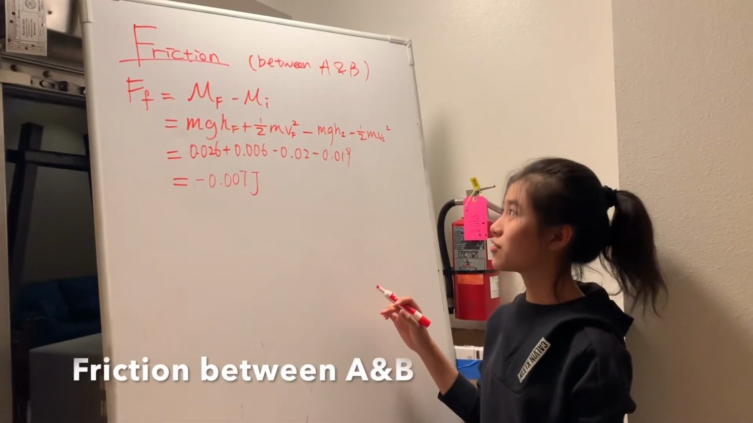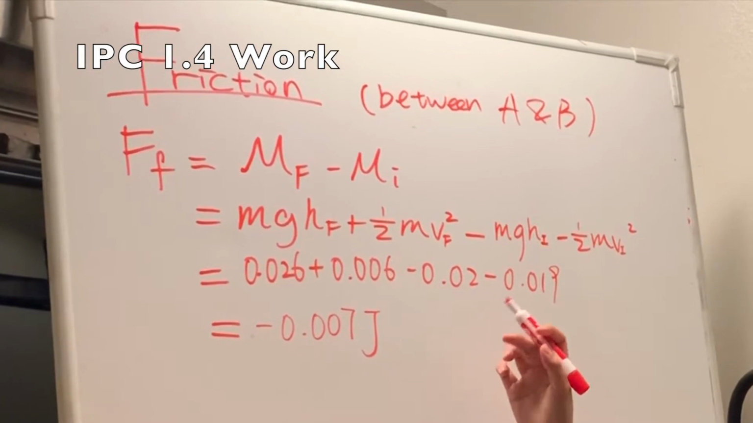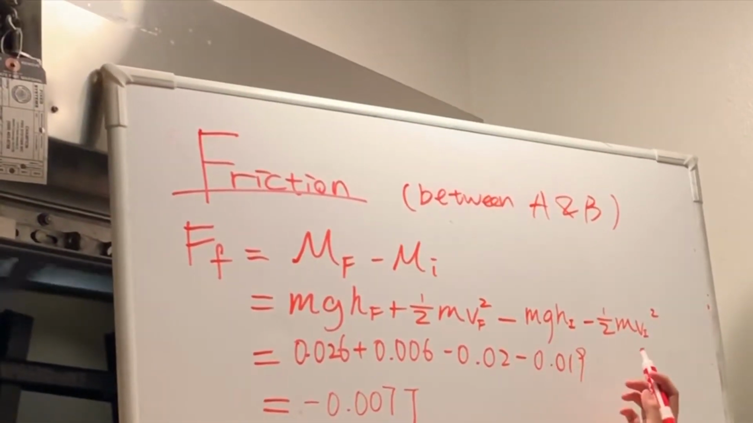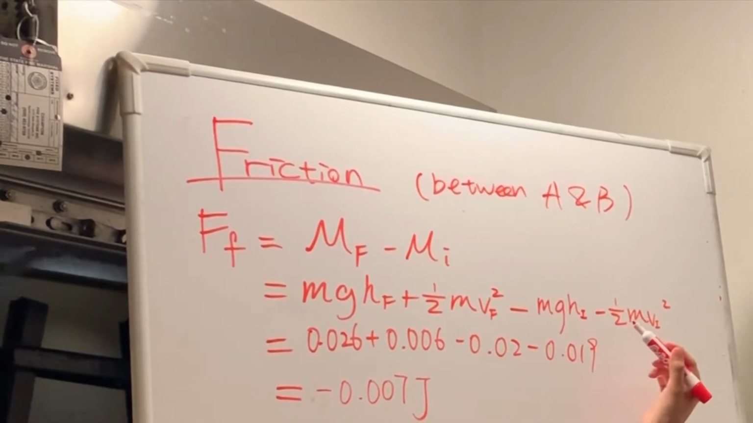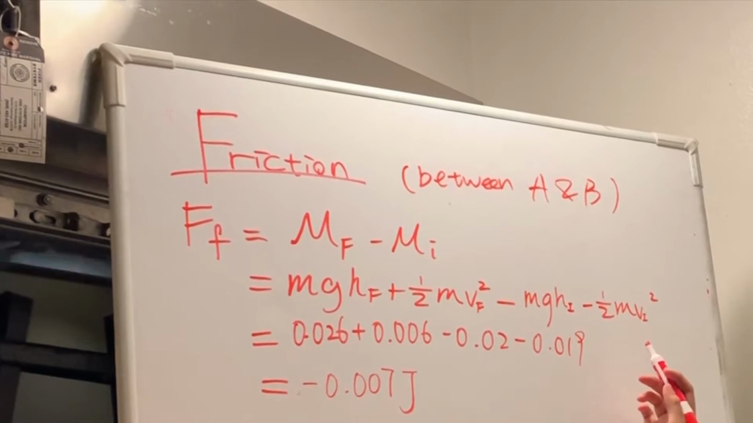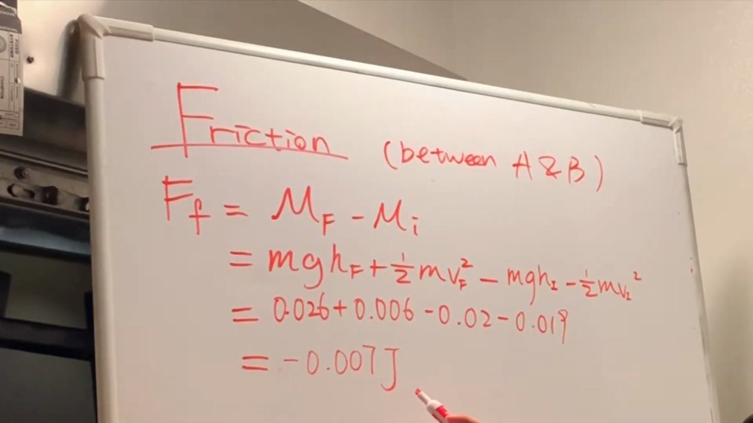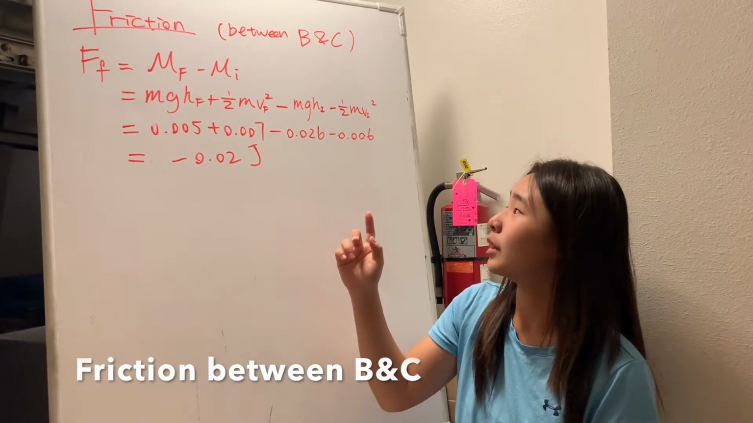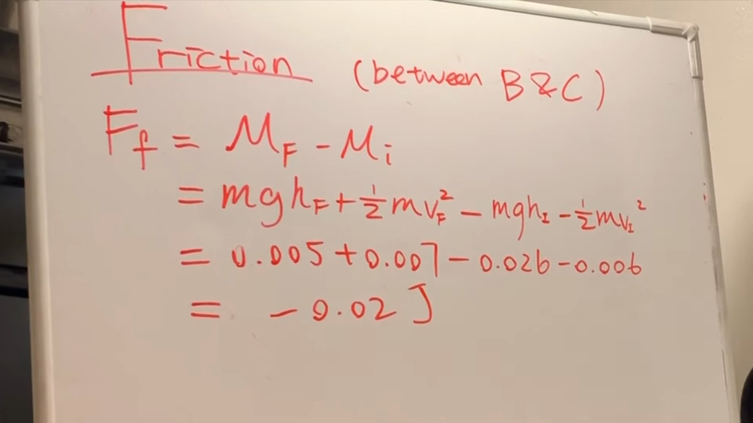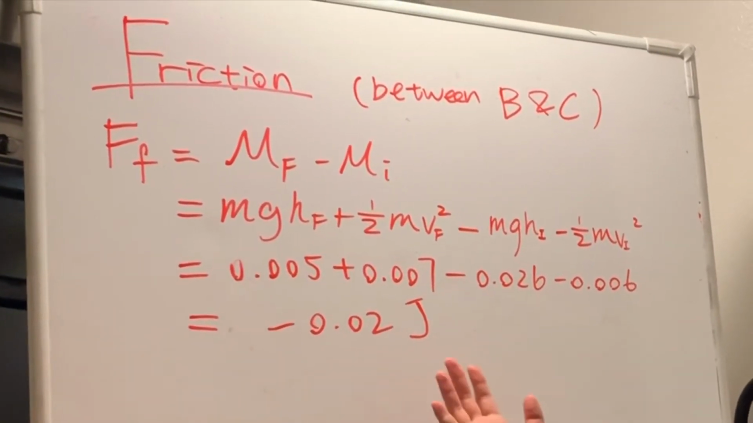And now we calculate the friction between point A and point B, which is the energy loss. And we use the final potential energy plus the final kinetic energy minus the initial potential energy and then minus the initial kinetic energy. And finally we get negative 0.007 joules. Now we're going to calculate the friction between point B and point C, and it's pretty much the same as the previous calculation. Finally, we got the answer of negative 0.02 joules.